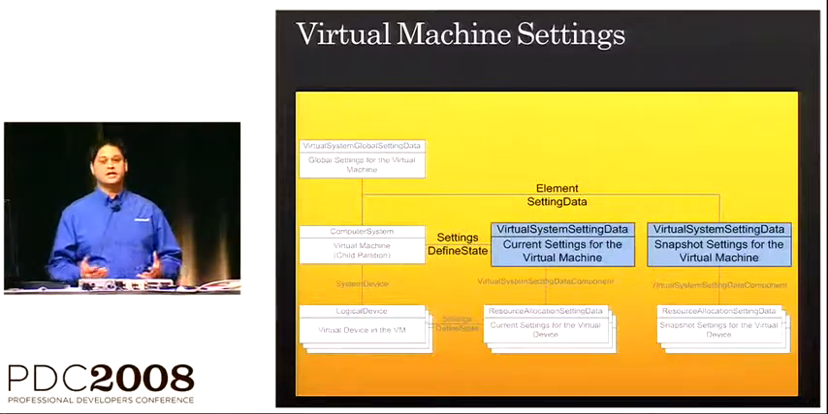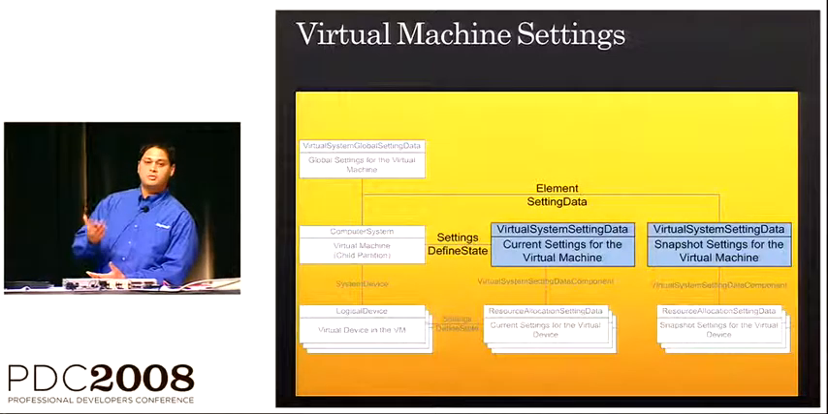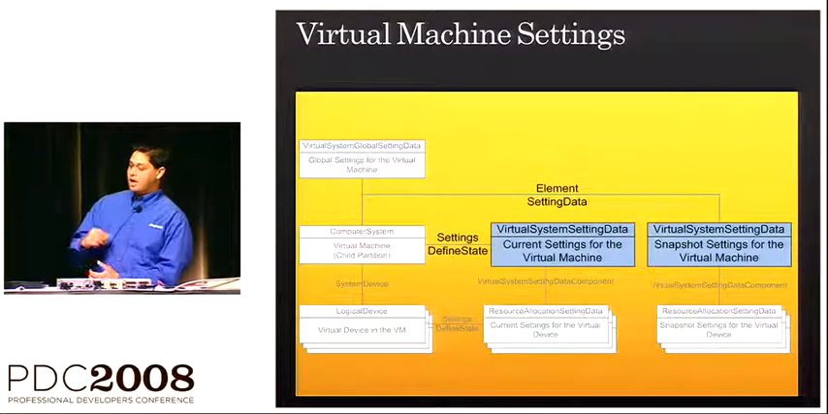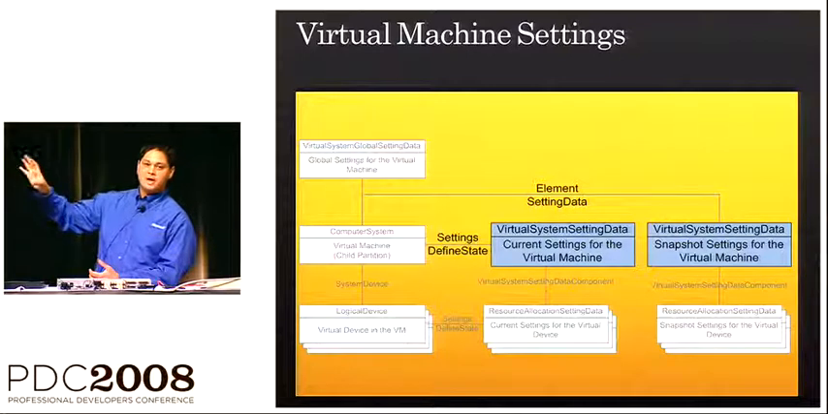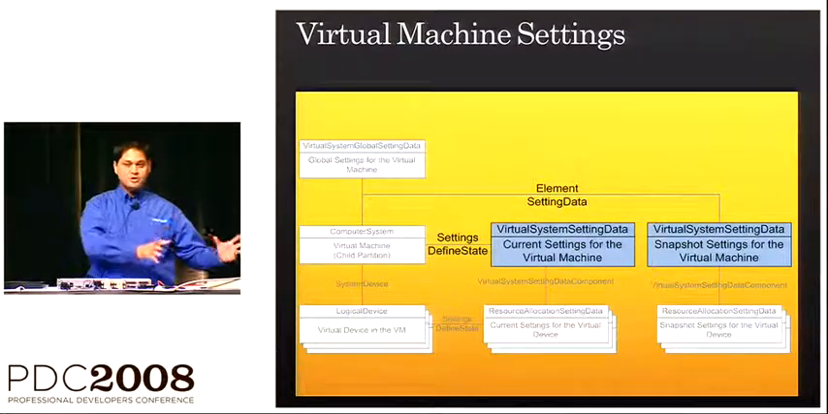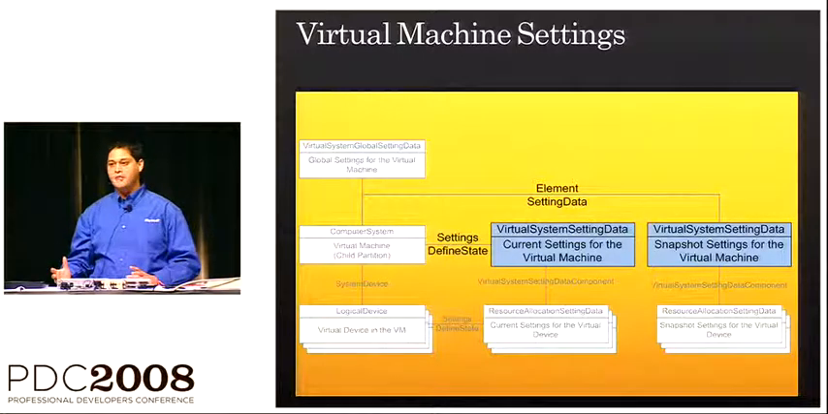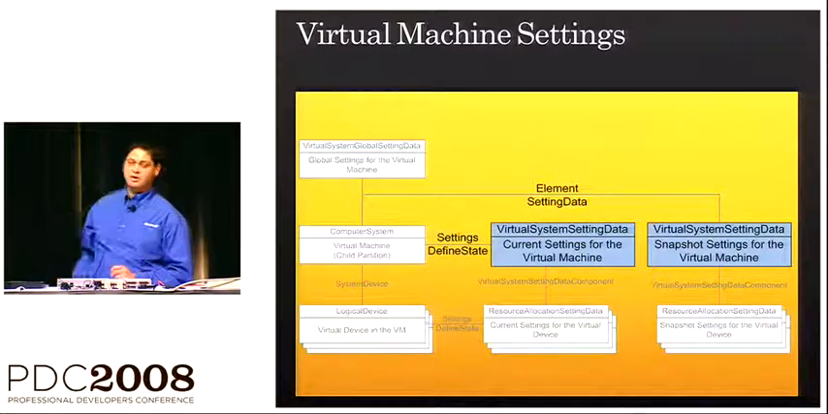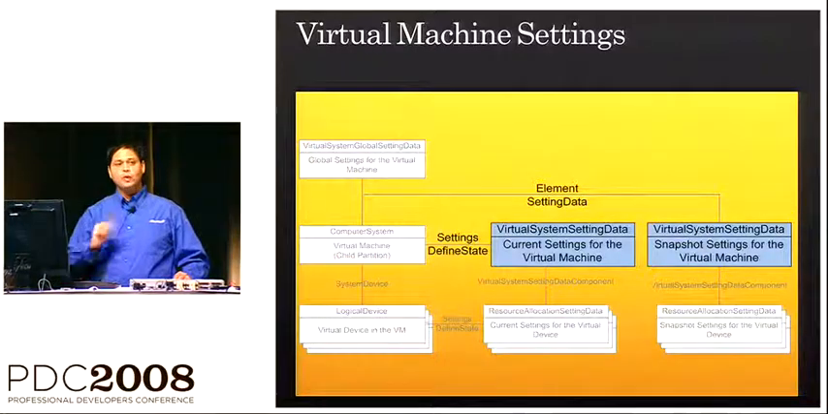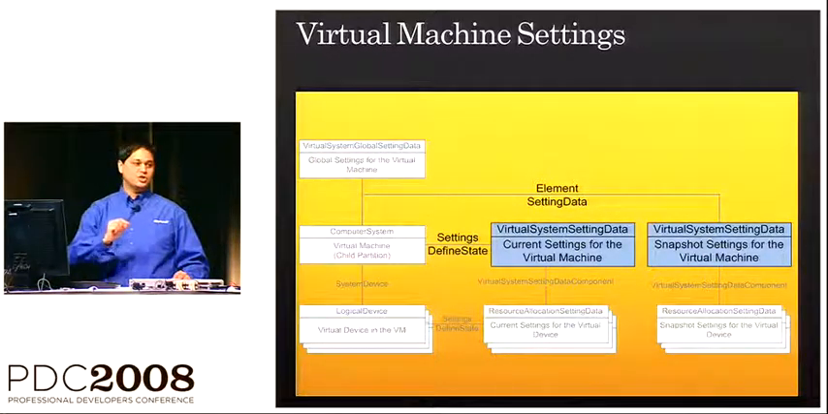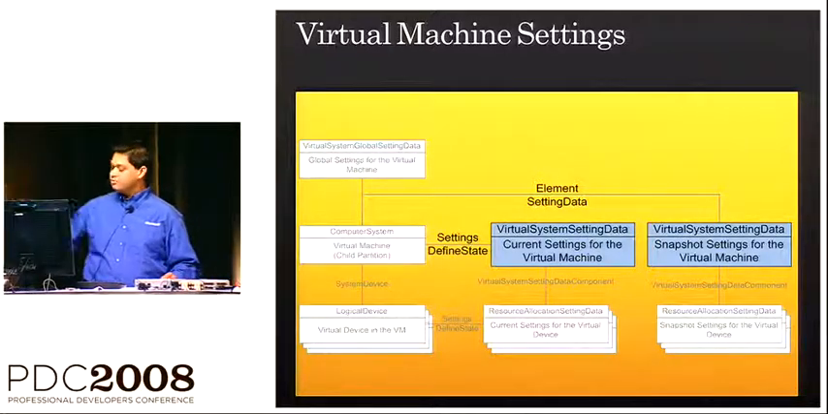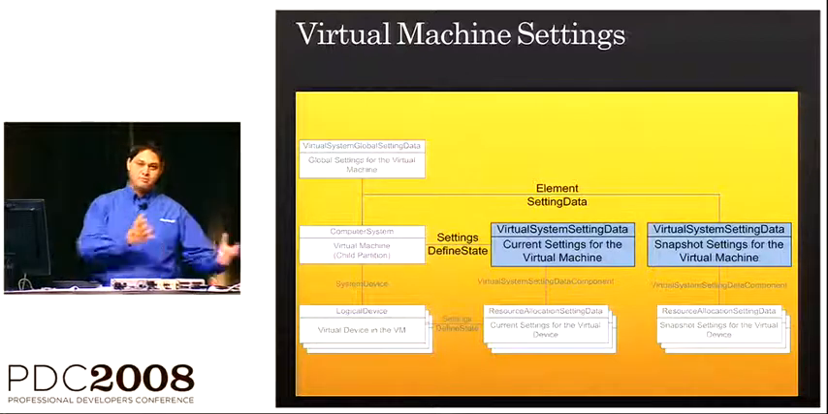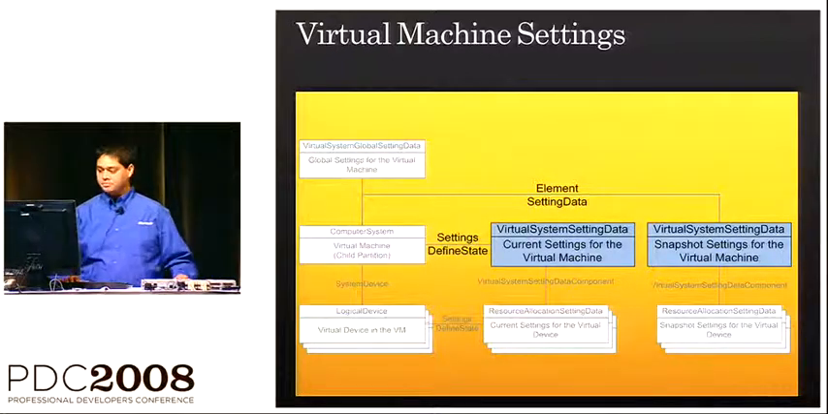Next, we have the virtual system setting data objects. So these describe the top level settings for your virtual machine. Now, you can see that there are actually 2 different instances of it here in this diagram, and that's to describe the current versus the snapshot settings for that VM. So the one on the left side actually describes what are the settings under which this virtual machine is currently running. The one on the right, and there may be more than one on the right side there, depending on how many snapshots you've actually taken, describes essentially what were the settings at the time that I took the snapshot for that virtual machine.